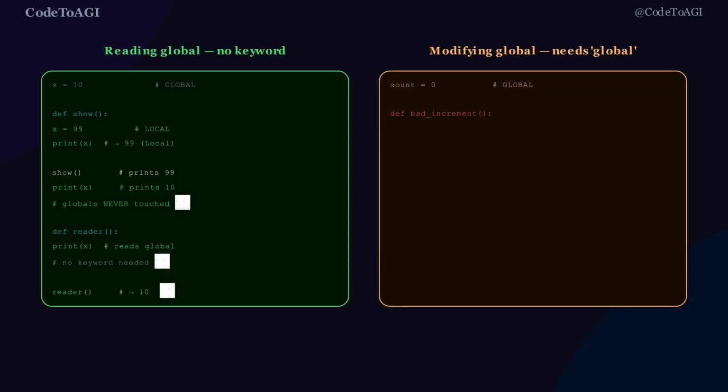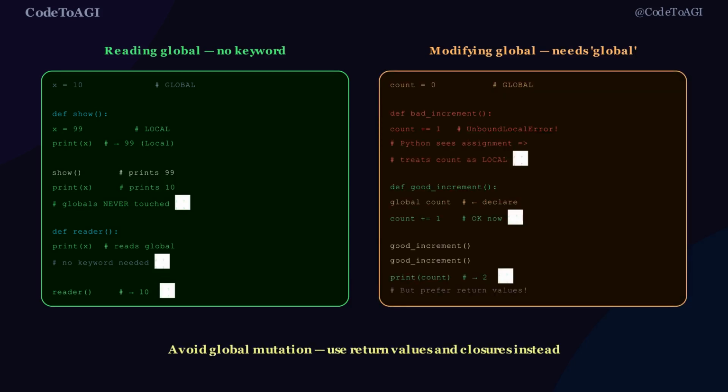Look at the code. At the top, we define x equals 10. This is global scope. We define a function called show. Inside show, we define x equals 99. This is local scope. Inside show, we print x. Python finds x in local first and prints 99. Outside show, we print x again. Now Python finds a global x and prints 10. The local x inside show did not touch the global x. They are completely separate objects in separate namespaces.